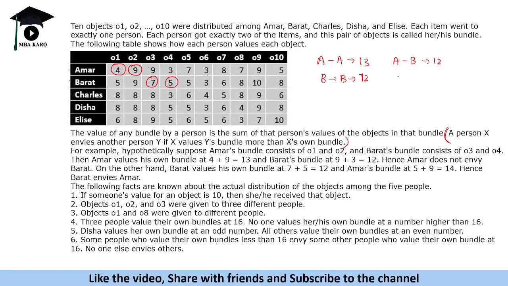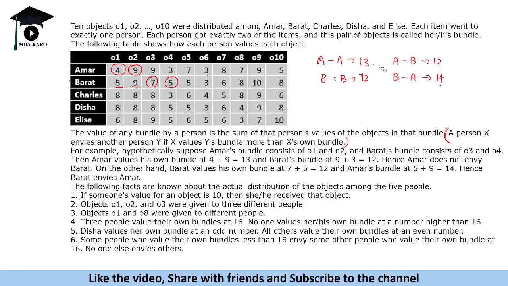But if we see Bharat, how many points does Bharat give to Amar? Bharat is saying that O1 is 5 and O2 is 9. So Bharat is giving 14 points to Amar, while Amar is giving 13 points to himself. The case of envy is that a person values another person's bundle more than his own bundle. Bharat values Amar's bundle at 14 and his own bundle at 12 only. So Bharat will envy Amar.